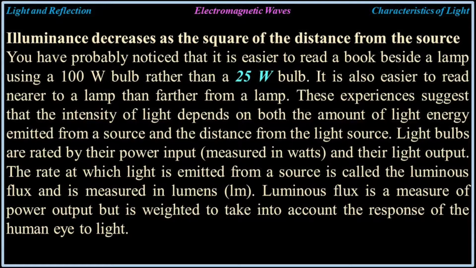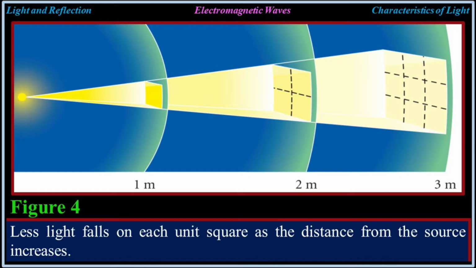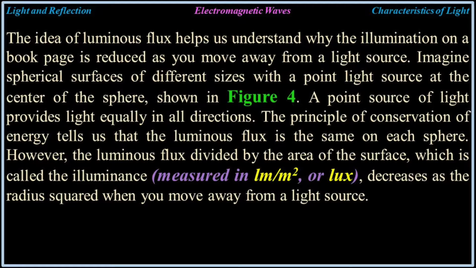Luminous flux is a measure of power output, but is weighted to take into account the response of the human eye to light. Figure 4, less light falls on each unit square as the distance from the source increases. That's Figure 4. The idea of luminous flux helps us understand why the illumination on a book page is reduced as you move away from the light source.